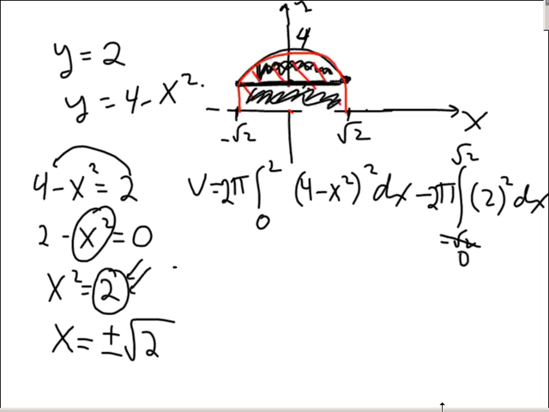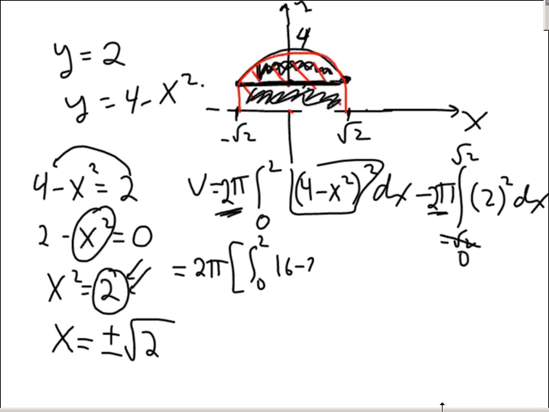Okay, so it turns out we can even factor out the 2 pi. We have 2 pi here and 2 pi here. So it's the integral from 0 to 2 of this, which is 16 minus 8x squared plus x to the 4th, minus, I factored out the 2 pi, so integral from 0 to 2 of 4. 2 squared is 4 dx.